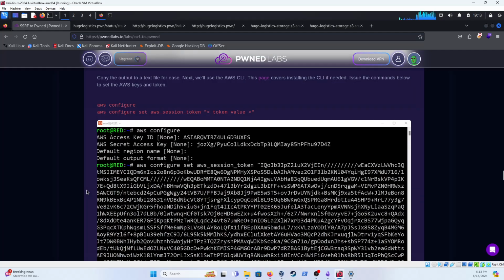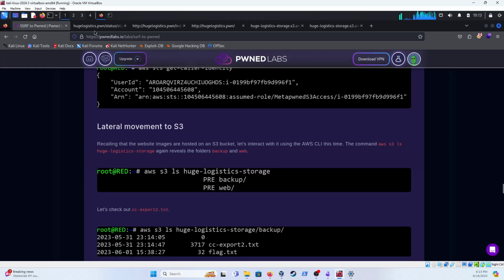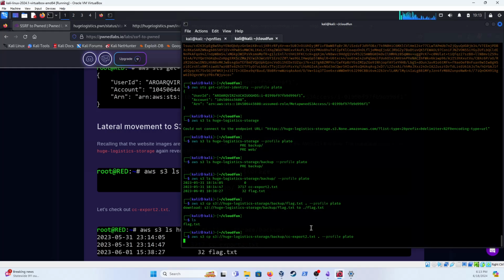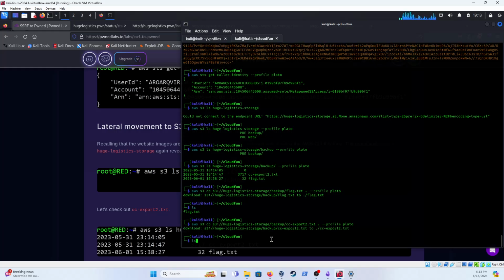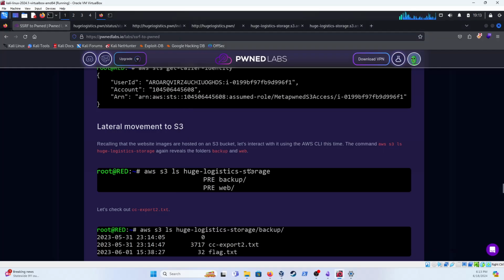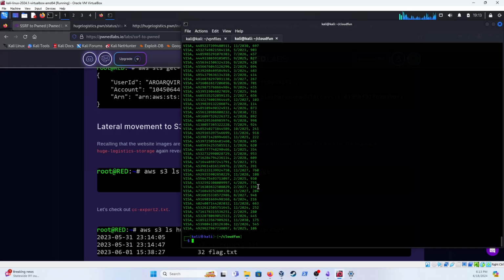All right, and this is just going through what we've seen before. But let's go back here. So that's the flag, but then another kind of proof of concept here is, let's get the cc export 2.txt, same thing. We're using the S3 service to copy this file to the current directory. And we got it, let's see, and let's cat that. And it looks like we do have some credit card information, so yes, we have pwned.